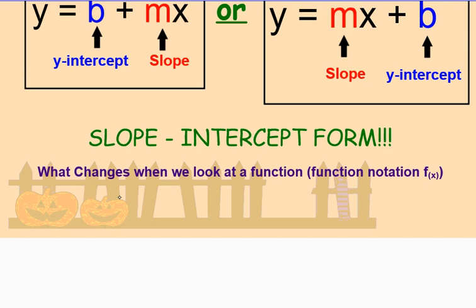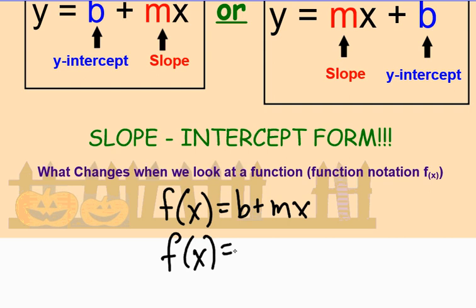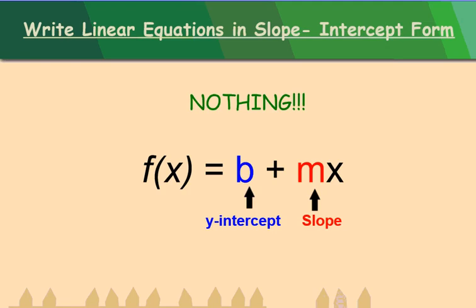What changes if you write it in function notation? Absolutely nothing. You just give it a more specific name, like f of x. f of x equals b plus mx, or f of x equals mx plus b. The benefit of using function notation is if you had multiple equations or multiple graphs, lines going on in the same graph, you would know which one you're talking about instead of just calling them both y. So nothing's going to change.